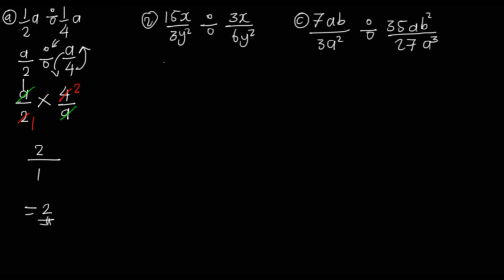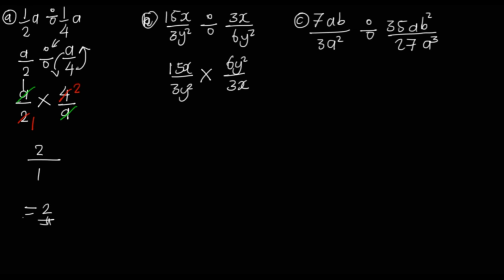Okay, now let's move on to question B. Our B here is 15x over 3y squared, divided by the next fraction. So we need to invert, to convert this into a multiplication. From there we need to invert the fraction, we need to turn it upside down. So we are going to have 6y squared over 3x.